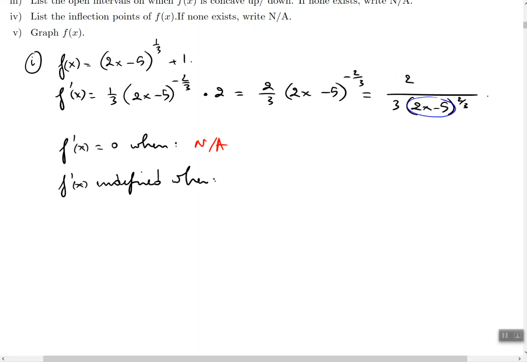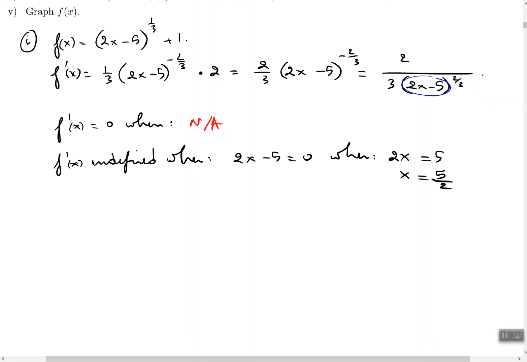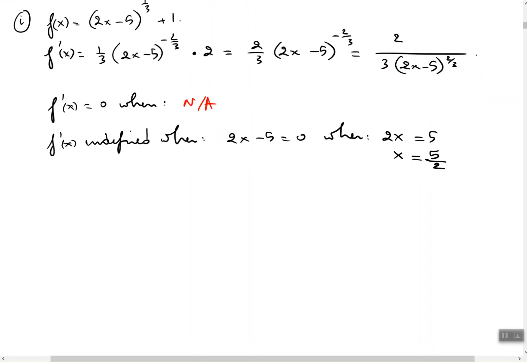All we have to do is look at the 2x minus 5 and figure out what makes it 0. So the 2x minus 5 is going to be 0 when 2x equals 5, so x is going to be basically 5/2. So we only have one critical number, and it came from the denominator for this one. So one critical number, let's go ahead and put it on the line and test if it's going to be a max or a min.